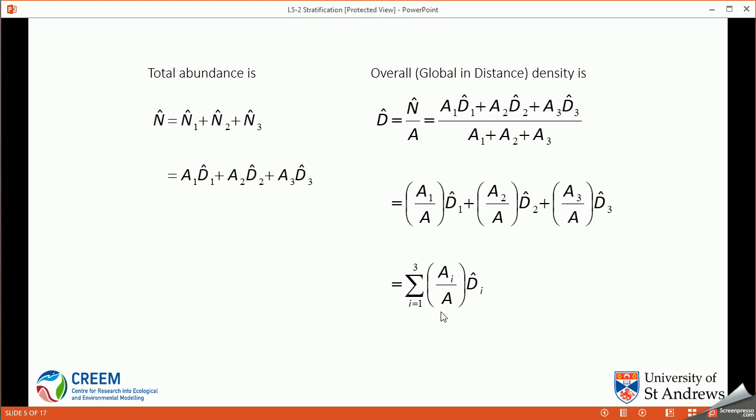And then we can write that briefly using the summation notation as the sum over stratum i equals 1 to 3, because we've got 3 strata, of this thing in brackets multiplied by the density. And the thing in brackets, take note of, because this expression here is a weighted sum of the individual density estimates, the stratum specific density estimates. And in this case, the weight, the thing in brackets, is a weight that's proportional to the surface area of the stratum in question.